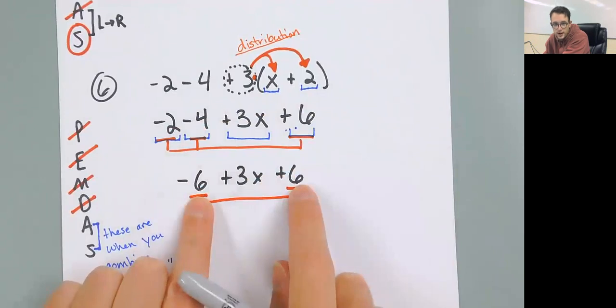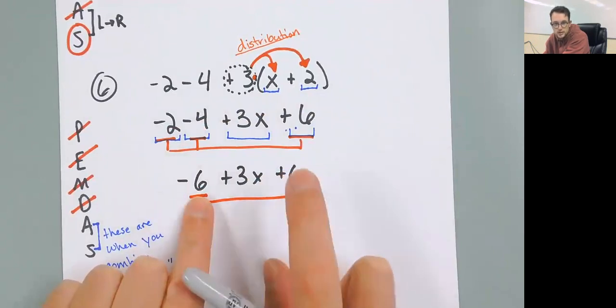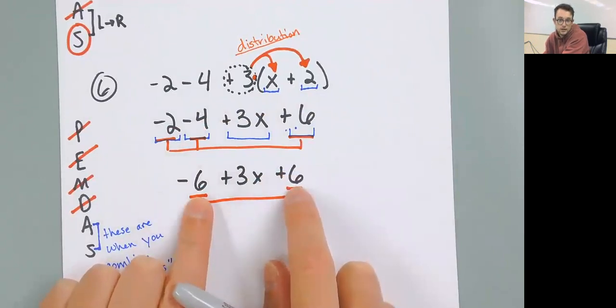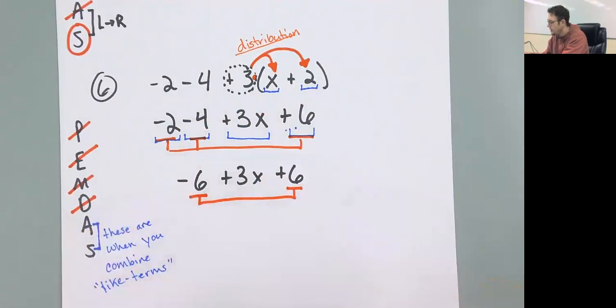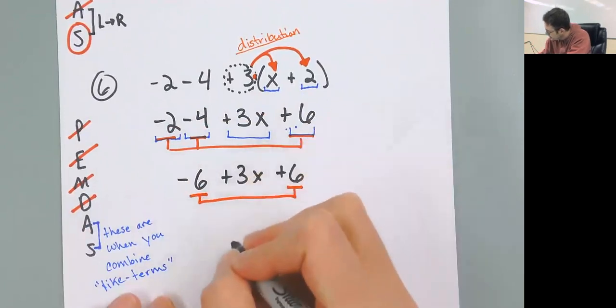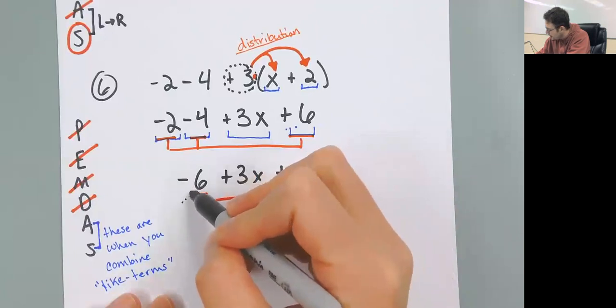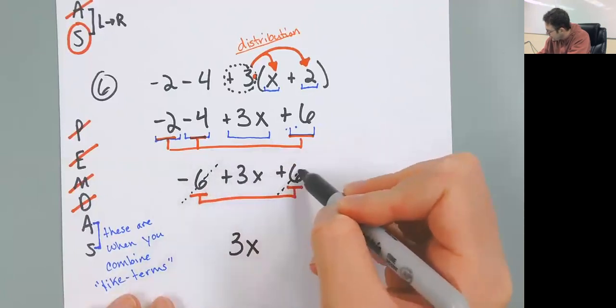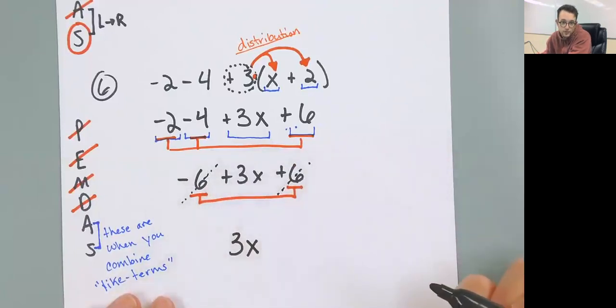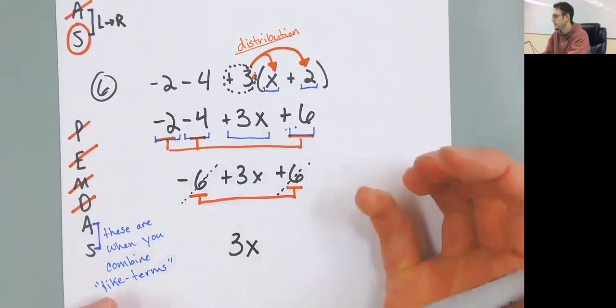-6, positive 6. If I have -6 plus 6, those cancel out, right? 6 minus 6 is 0. So all I get is 3x, because that and that canceled each other out. 6 minus 6 is 0. -6 plus 6 is 0.